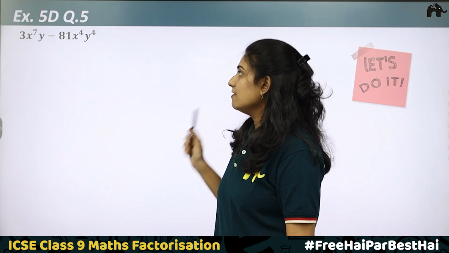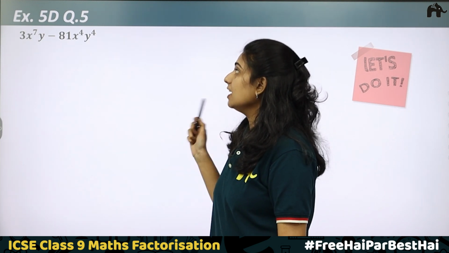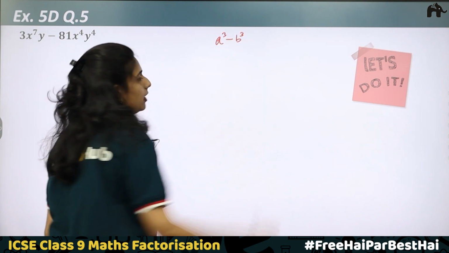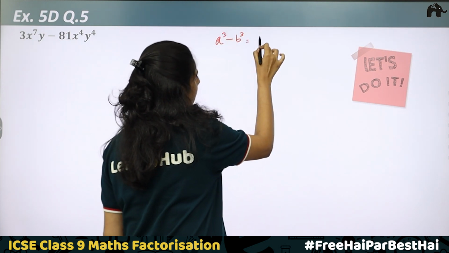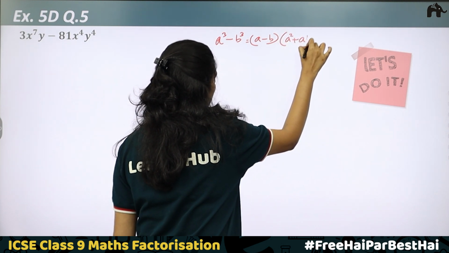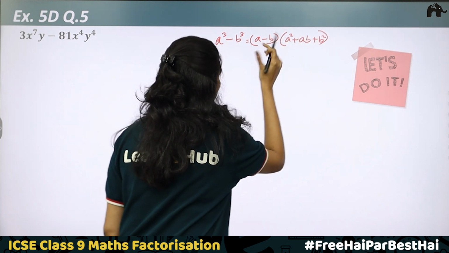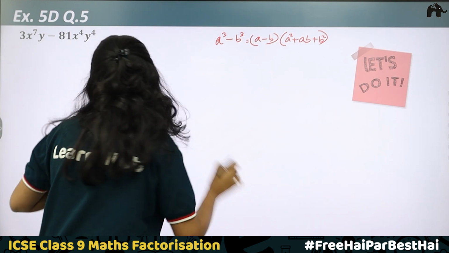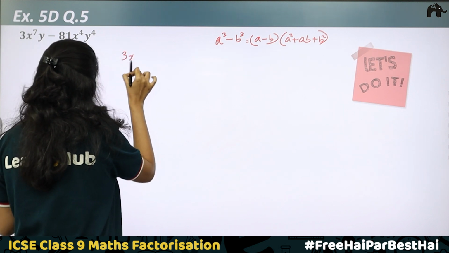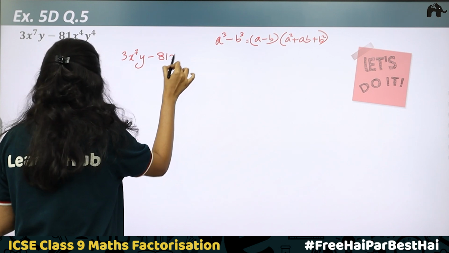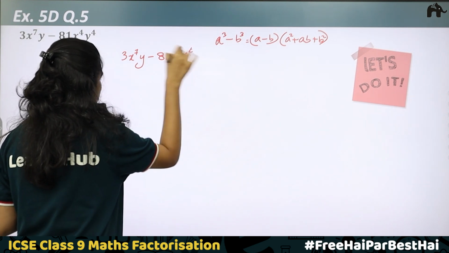3x raised to 7y minus 81x raised to 4y raised to 4. We have to get the form a cube minus b cube. So a cube minus b cube is equal to a minus b into a square plus ab plus b square. So how we can express this given expression in the form a cube minus b cube? So first we have 3x raised to 7y, then we have 81x raised to 4y raised to 4.